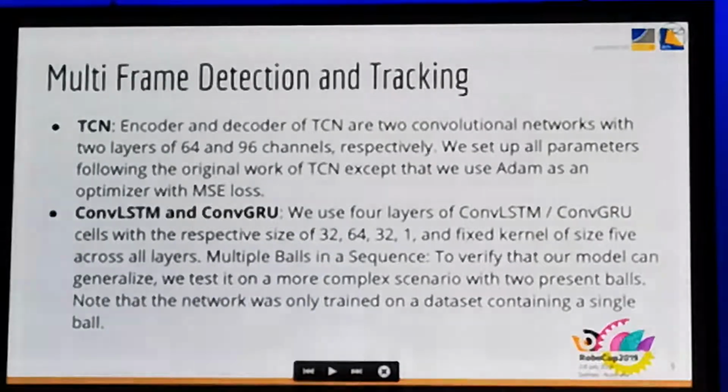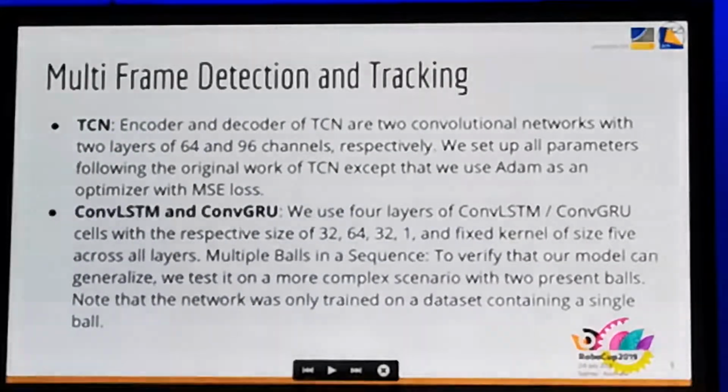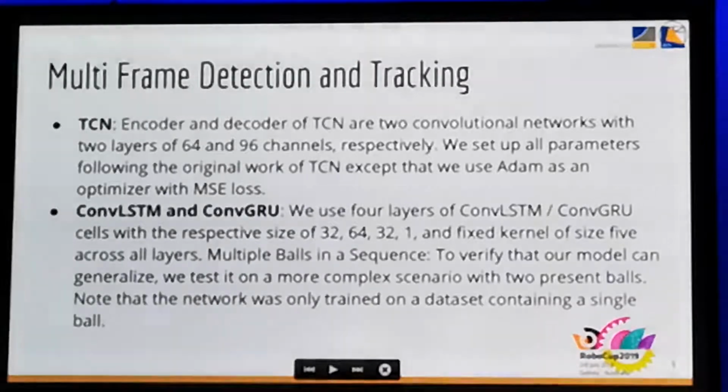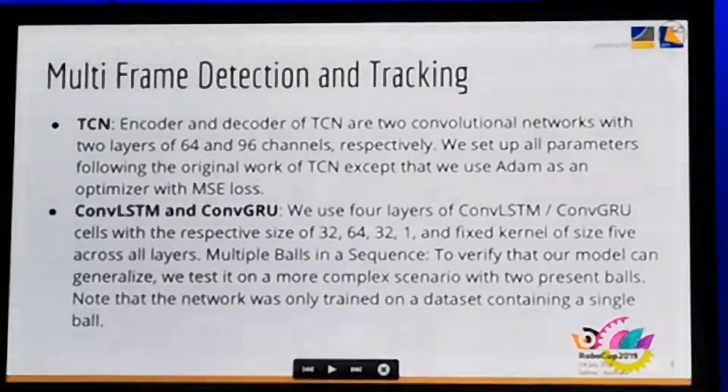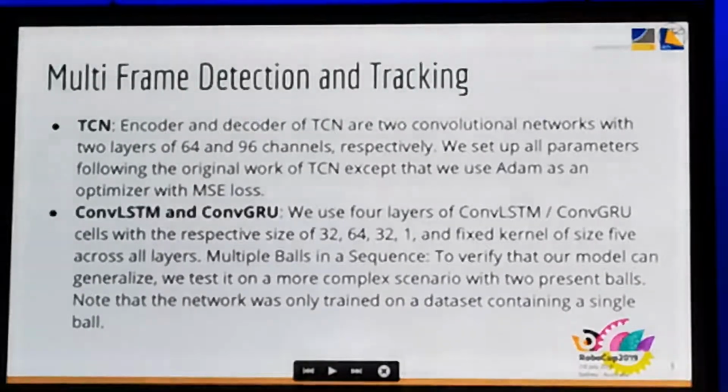The TCN, which is recently proposed, is an encoder-decoder, and in our experiment we used 64 and 96 channels. Instead of using the SGD, which was proposed in the original paper, we used Adam and we used MSE loss in our experiment. We also used ConvLSTM and ConvGRU with 4 layers of 32, 64, and 32 and 1 different channels.